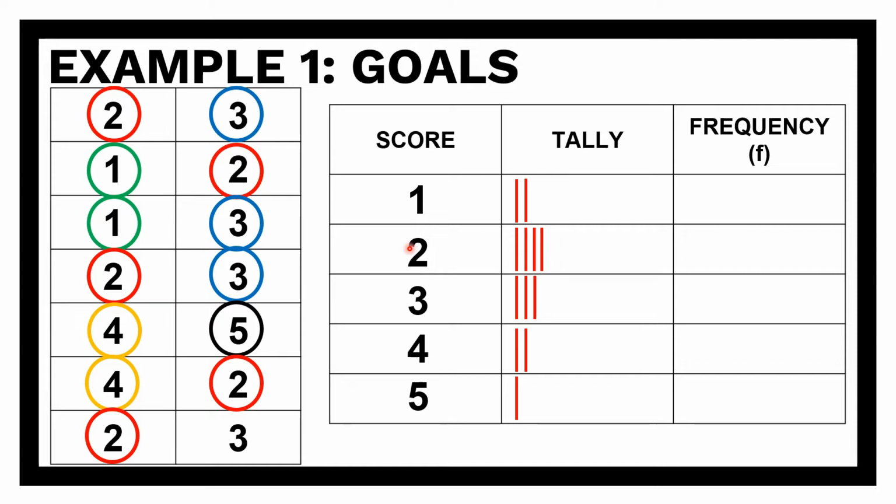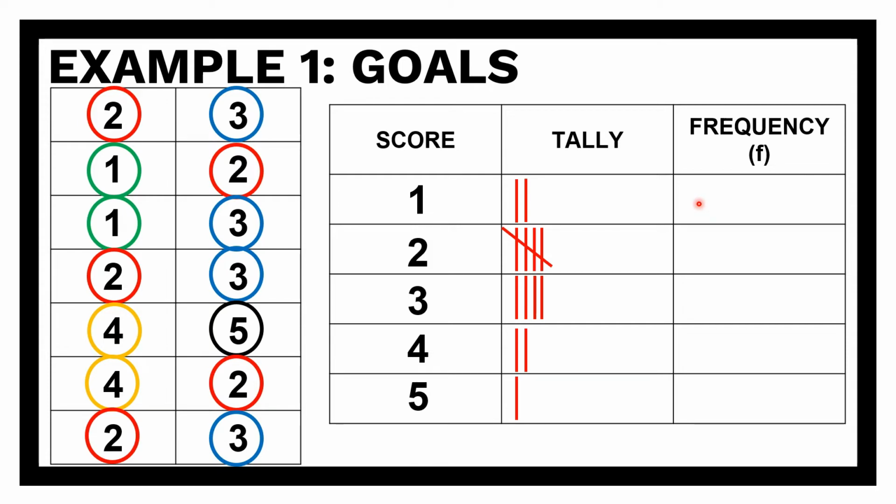Since this 2 is already the 5th score, we will no longer put a straight tally mark or vertical tally mark. Instead, we will have a diagonal tally mark. Okay? Lastly, we have 3. Okay, there. So we have 4 for that. As you can see, we have marked all of our given data. So we are done with the tallying.